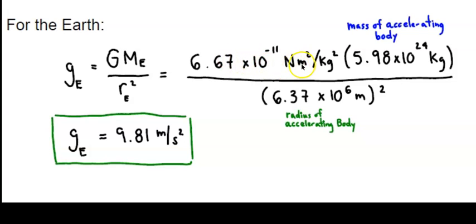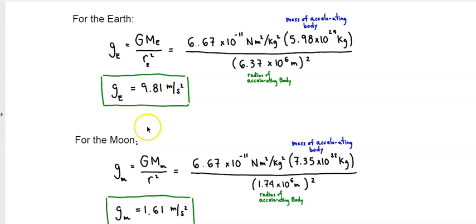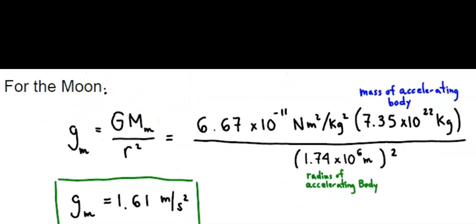6.67 times 10 to the negative 11 newton meter squared per kilogram squared. That's G, multiplied by the mass of the Earth. This value is on the front page of the reference table, divided by the radius of the accelerating body, which is the Earth. When you divide this into this, you get 9.81 meters per second squared. That's where it comes from. As far as the moon is concerned, it's the same exact formula. G times the mass of the moon divided by the radius of the moon, also on the front page of the reference table. Don't forget to square it, and you get 1.61 meters per second squared.